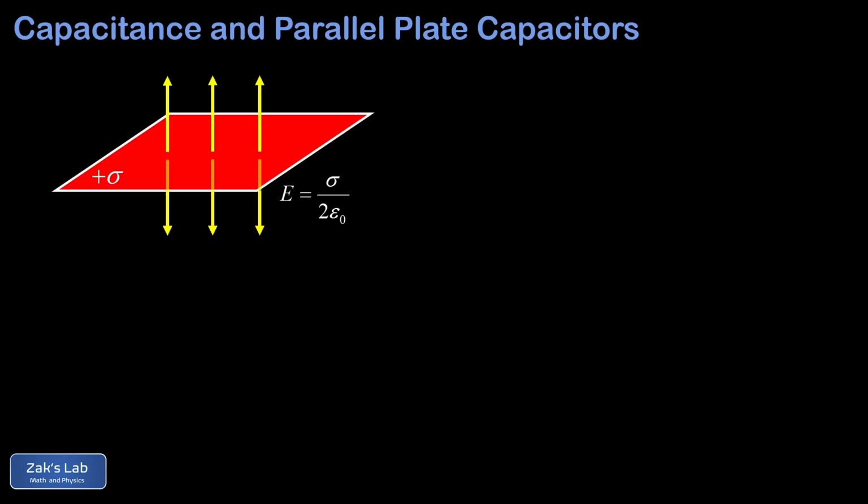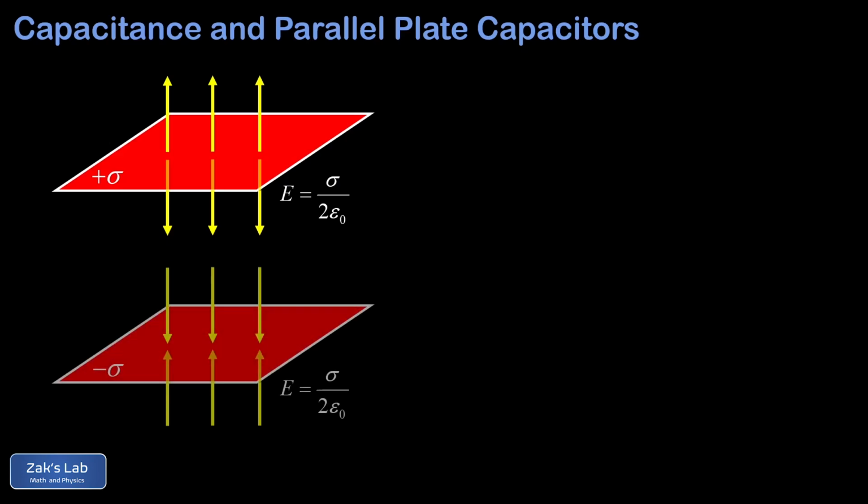For a positively charged sheet, the result is that the electric field is a constant pointing perpendicularly away from the sheet, and it has a magnitude of sigma over 2 epsilon 0, where sigma is the area charge density on the sheet, and epsilon 0 is the permittivity of free space. Now, if the charge density is negative, the field simply points toward the sheet instead of away from it. And we'll call that charge density negative sigma, using sigma to indicate the magnitude of the charge.